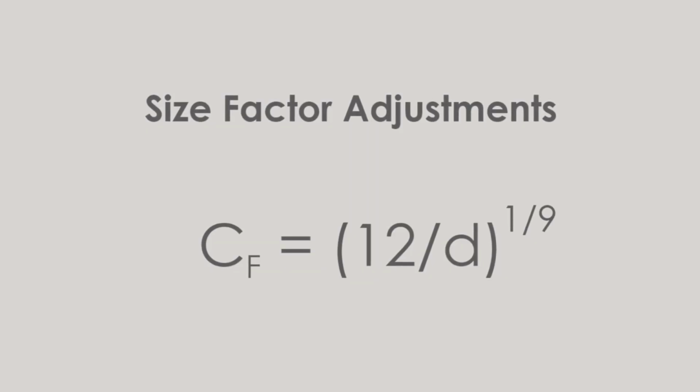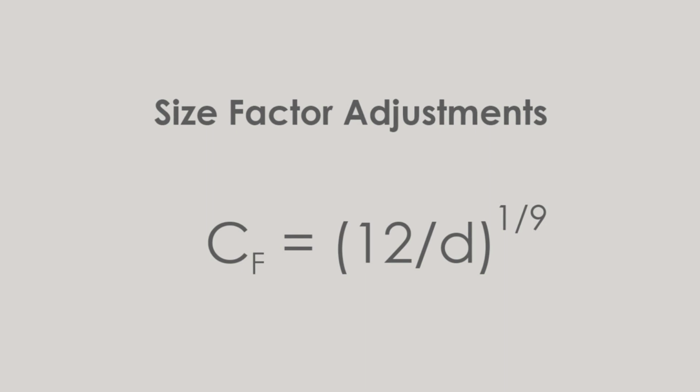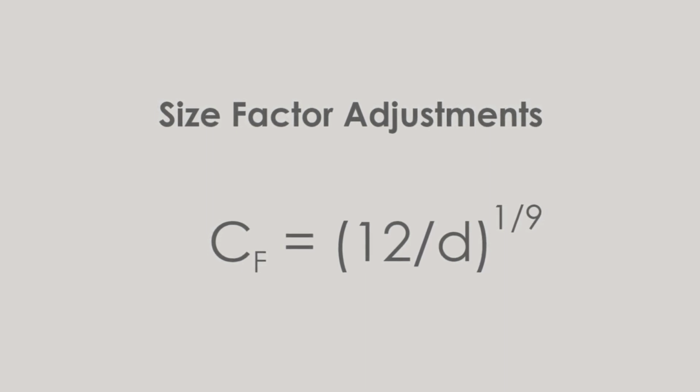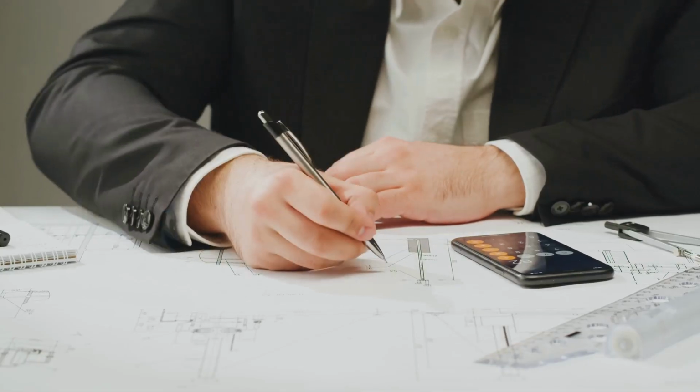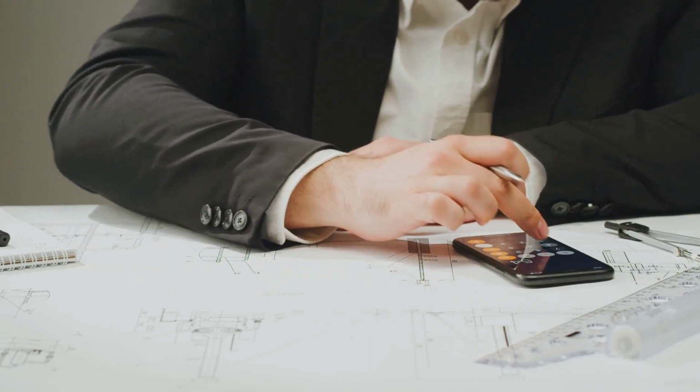But what about larger pieces of lumber? When the depth of a rectangular sawn bending member exceeds 12 inches, the bending design values, denoted as FB, must be multiplied by a size factor determined by a specific equation. CF equals (12/D)^(1/9). So with size factor adjustments, we can more accurately calculate the allowable stresses in wood.